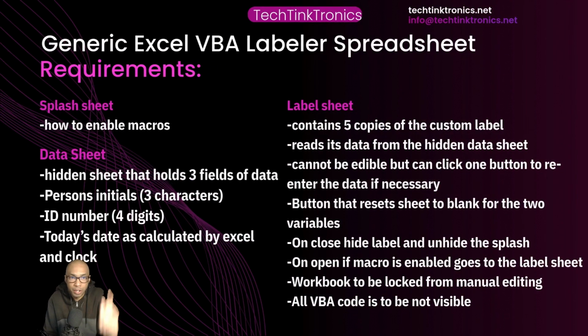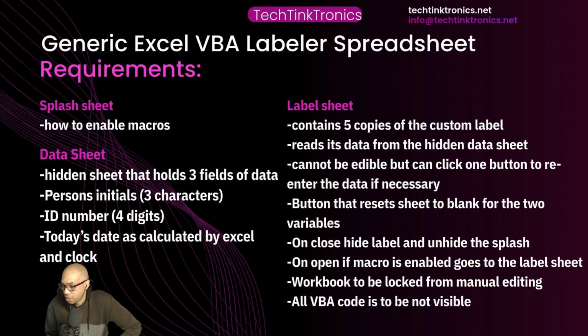All right, back to our business here. What we're doing today is we're doing a generic Excel VBA labeler spreadsheet. The requirements that I came up with: it's going to tell you in the beginning how to enable macros. The data sheet is going to be hidden. It's going to hold 3 fields of data, really. It's going to do the person's initials, which is like 3 characters, and an ID number, 4 digits, but you can really put as many digits and characters as you want in. I didn't put that limit in today. And it's going to calculate today's date.